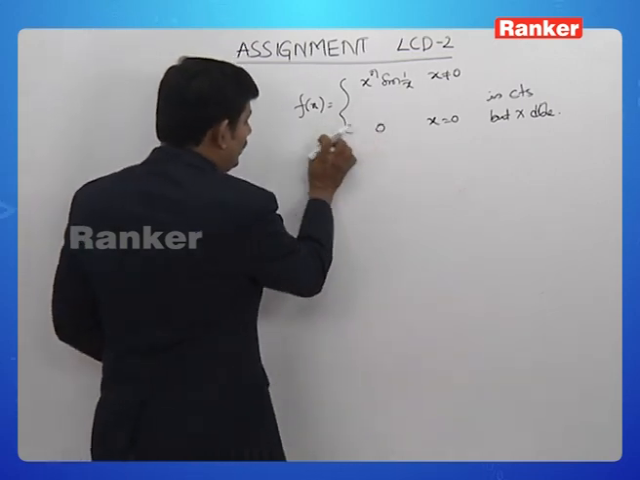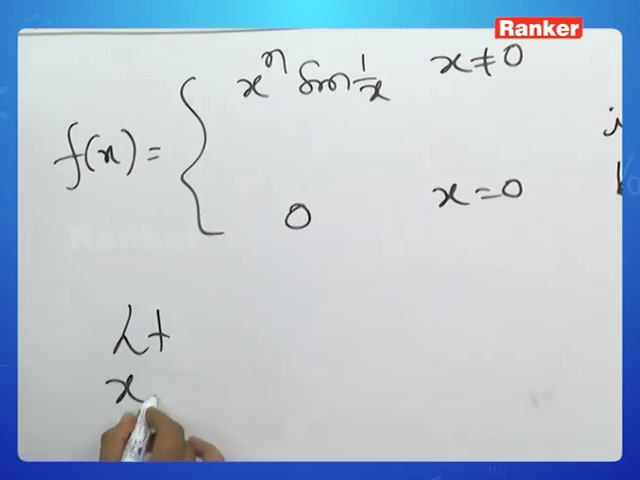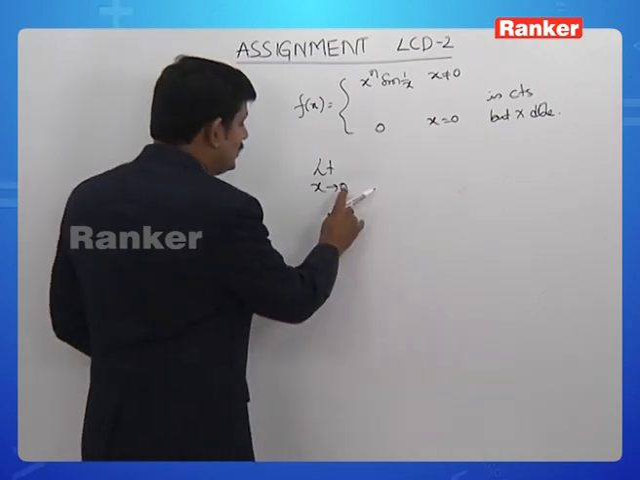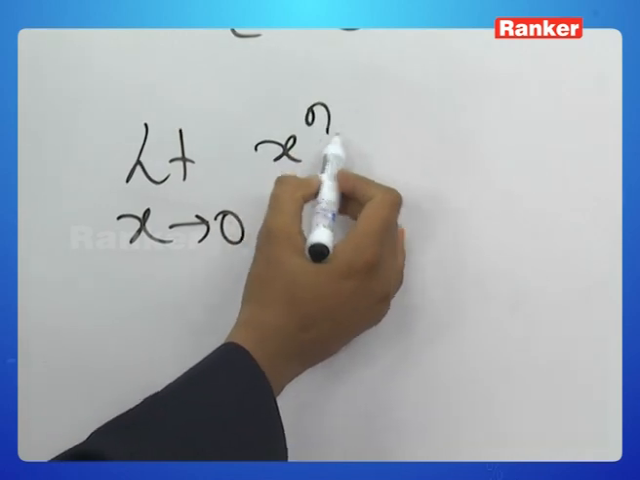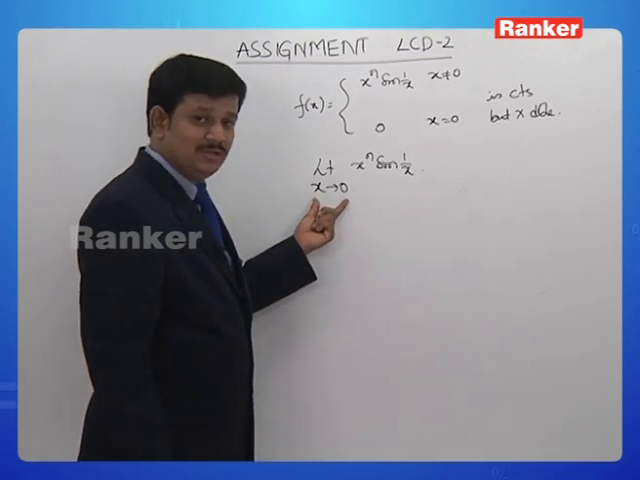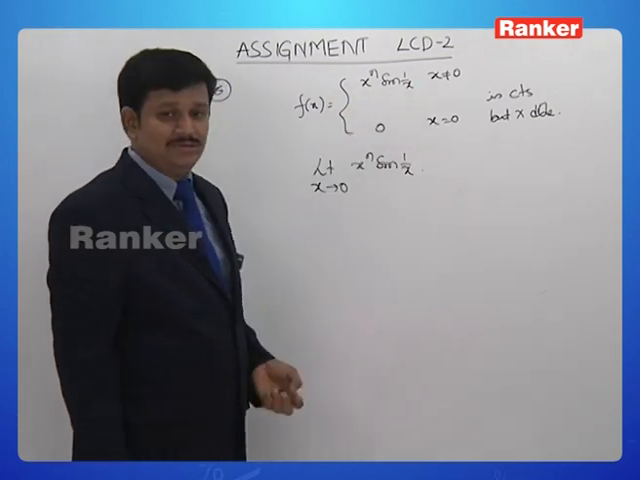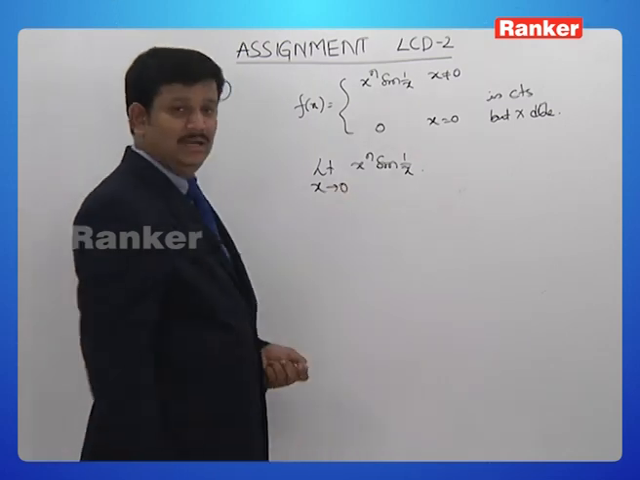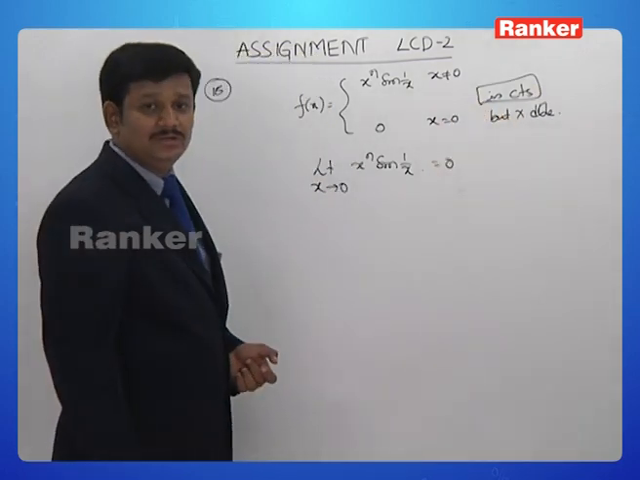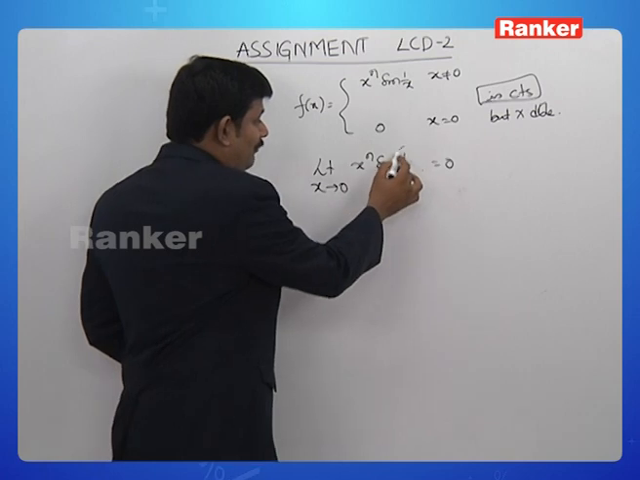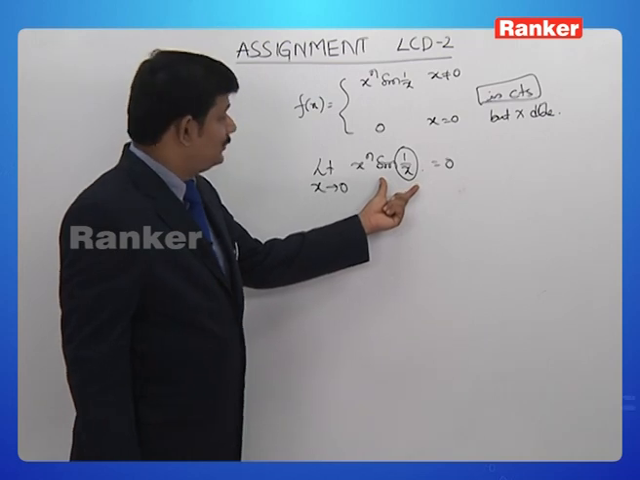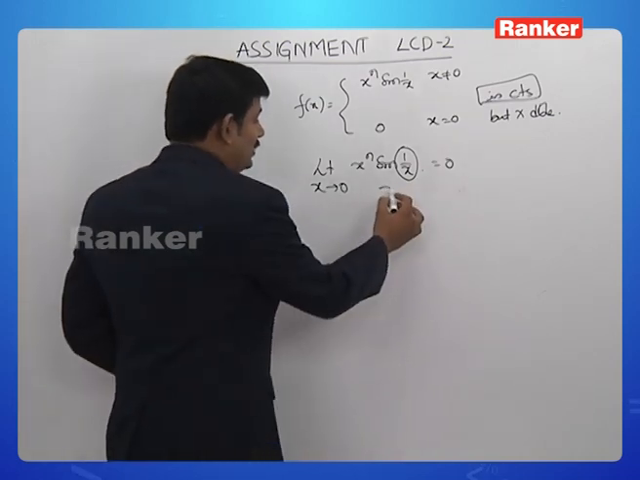So, let us evaluate the limit as x tends to 0 of f of x. Because x is not equal to 0, f of x will be x power n sin 1 by x. Now, this limit has to be equal to 0 because it is given that the function is continuous. As x tends to 0, 1 by x tends to infinity, and the sine of a number tending to infinity is ambiguous. It fluctuates between minus 1 and 1.